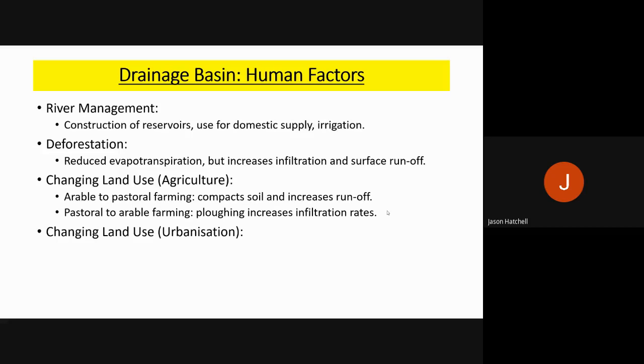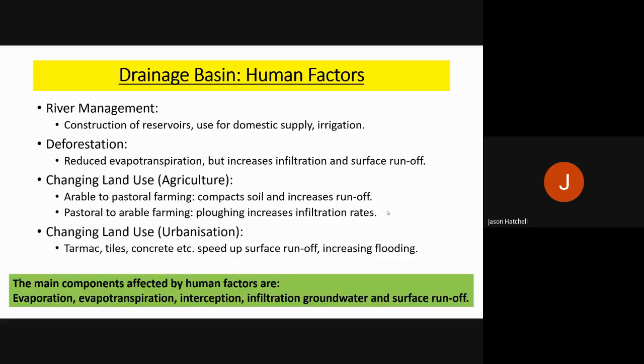And finally, for changing land use in terms of urbanization, we know that building, for example, using tarmac or tiled or concrete speeds up surface runoff, increases flooding, and that's why many towns and cities are prone to flooding, because there is little soil for the water to be absorbed into. So the main components affected by humans are evaporation, evapotranspiration, interception, infiltration in groundwater, and finally surface runoff.